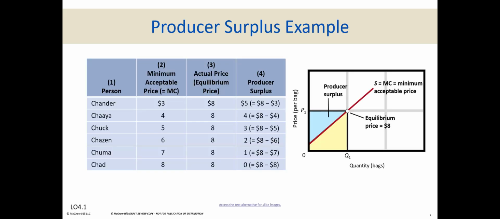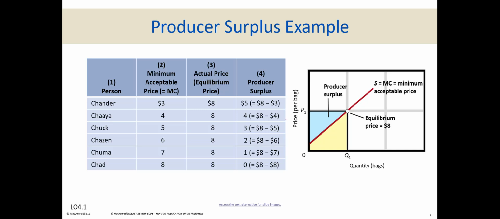Here again, the example is for a movie ticket, and you have Chandler, Chaya, Chuck, Chazan, Chauma, Chad. All of them are showing their minimum acceptable price, which is the cost to them to serve this movie in the market, and their costs are $3, $4, $5, $6, $7, and $8. And if we want to calculate the producer surplus, we will take the price, which is $8, and subtract the cost to them, or minimum acceptable price. Then you will find the producer surplus for Chandler.